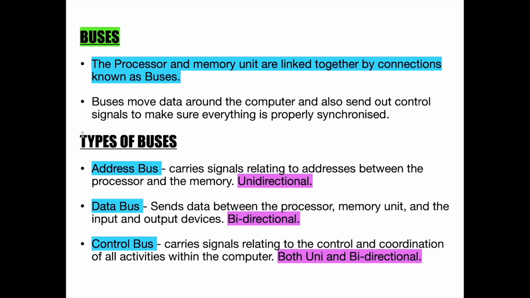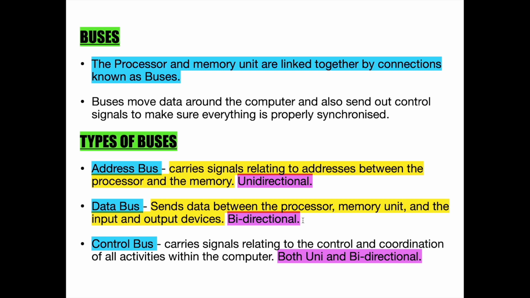Now let us go through the 3 types of buses. The first type of bus is the address bus. The address bus carries signals relating to addresses between the processor and the memory. It is unidirectional, which means that it transfers signals in one direction. The next bus is the data bus. The data bus sends data between the processor, memory unit, and the input and output devices. It is bidirectional, which means that it transfers data in both directions.